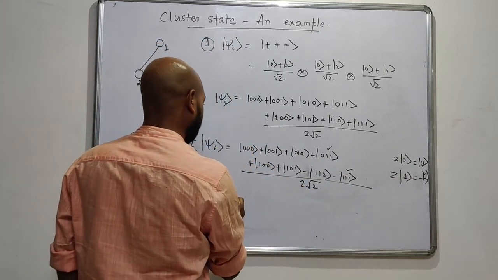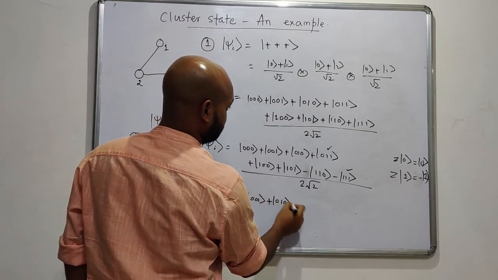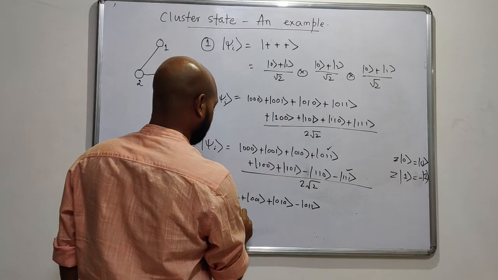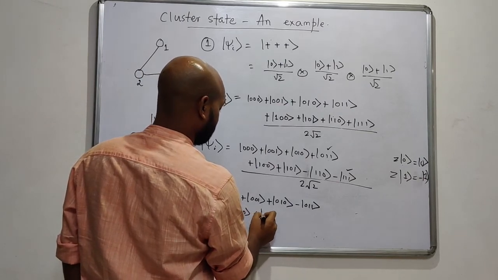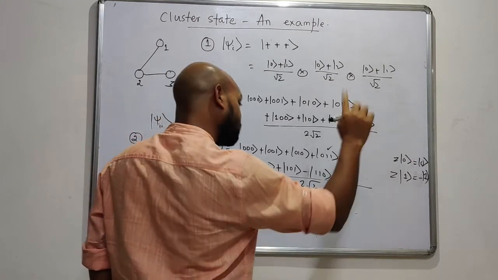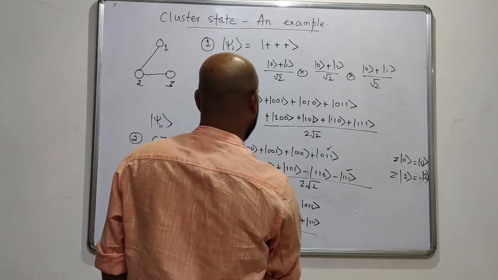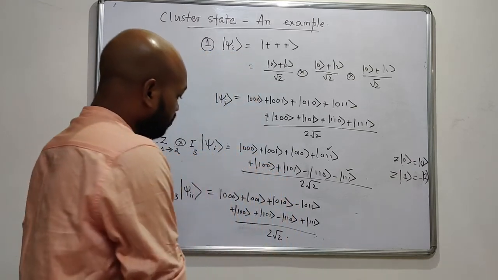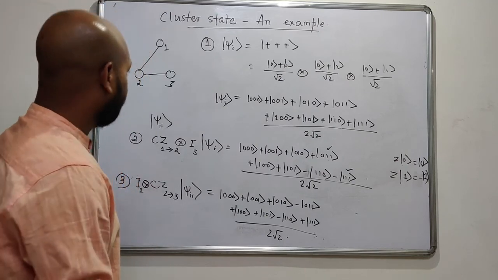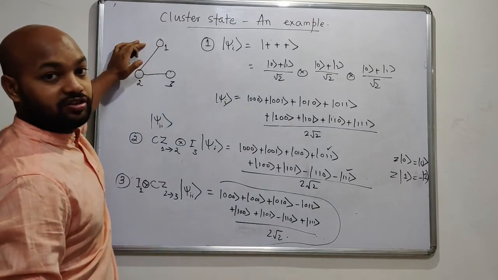Nothing happens here, nothing happens here, nothing happens here. This is changed to the minus state, and then 100 plus 101 minus 110. This picks up a negative sign, so negative and negative become plus. So this is the final state for this particular cluster state representation.